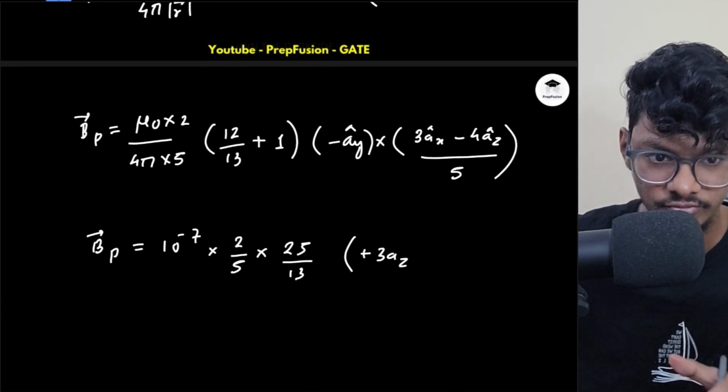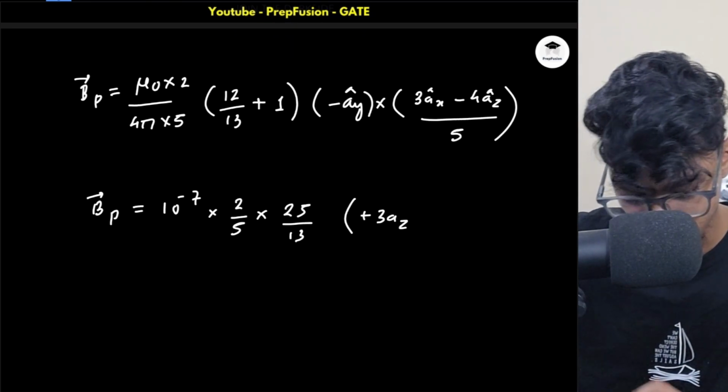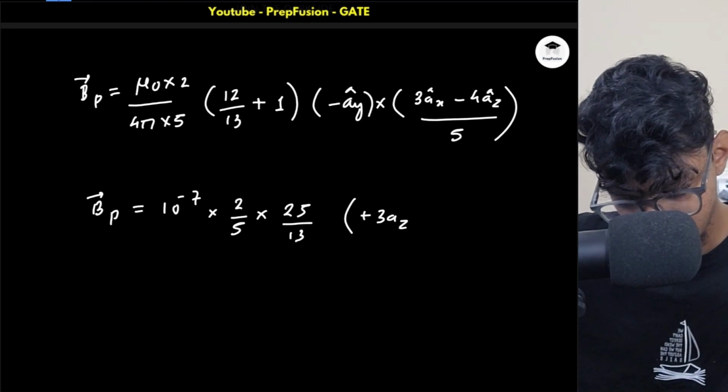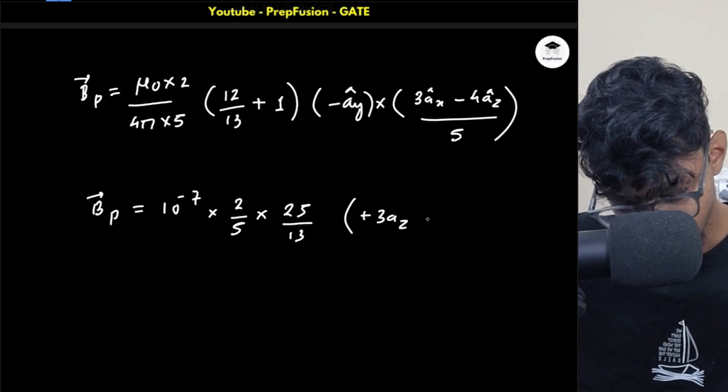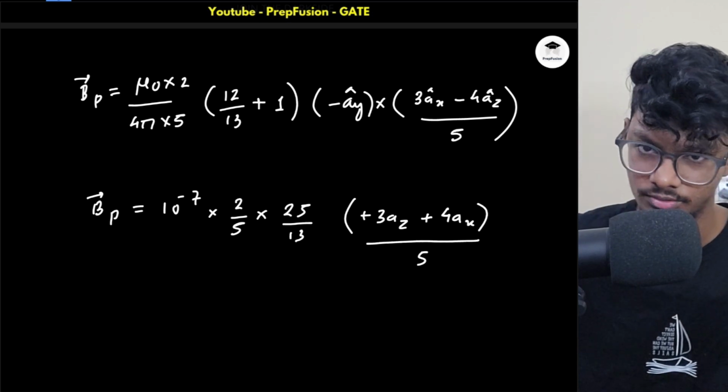So just be careful about this in your exam as well. You can make this silly mistake. Just check whether you are making any silly mistakes or not. Now this minus a minus a cross y, this will become plus 4ax divided by 5. So cross product I hope you are able to do.